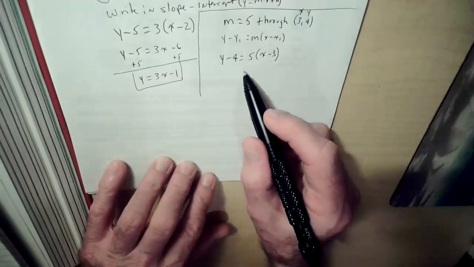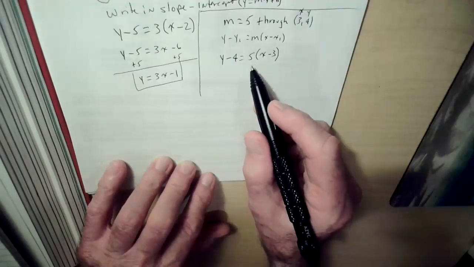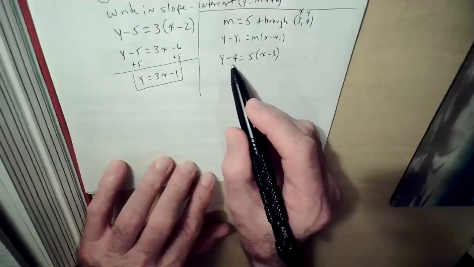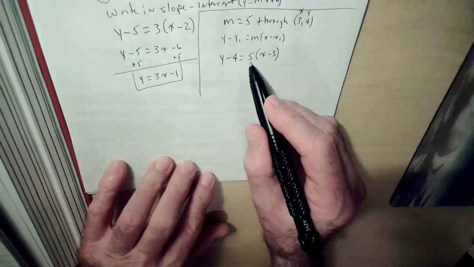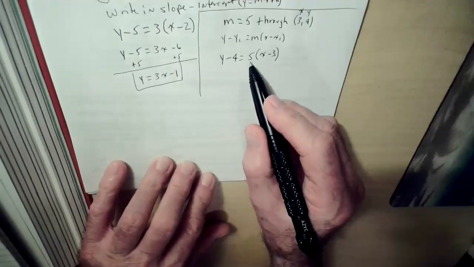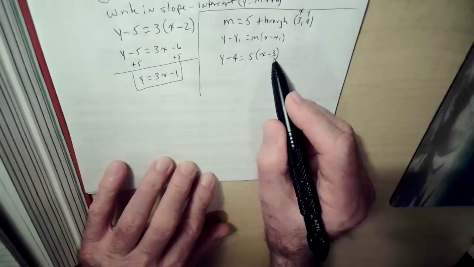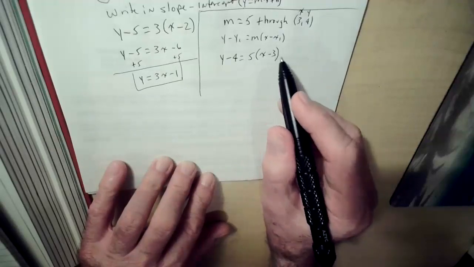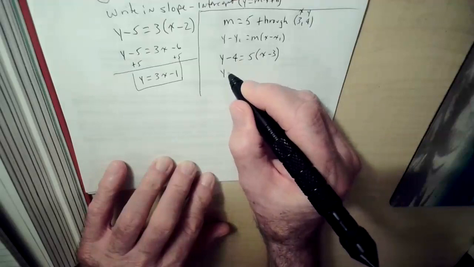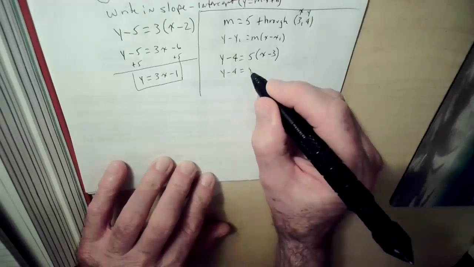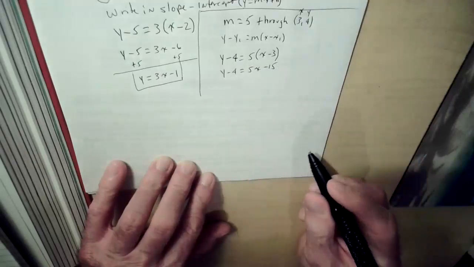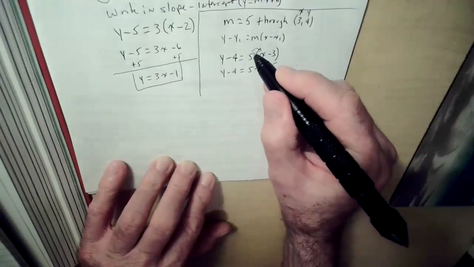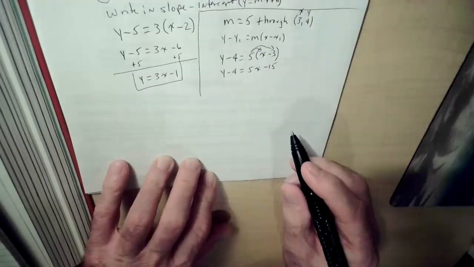So when you look at this, ask yourself, what can I do here? Can you do anything here? Not really. Can you do anything here? Yes. Distributive property, right? Super important. We're going to distribute the 5 over every term inside the parentheses. So it's y minus 4 equals 5x minus 15. We multiplied the 5 times everything inside here.